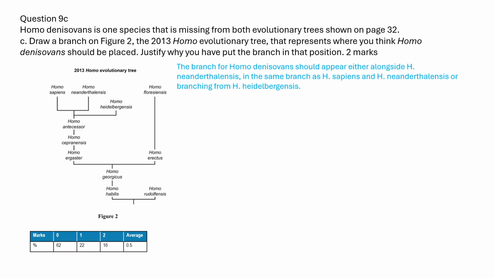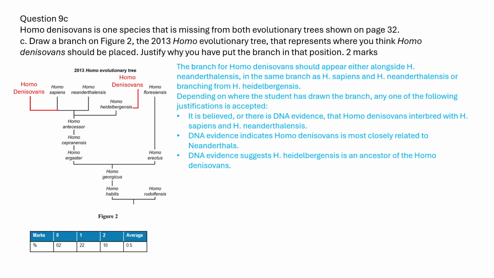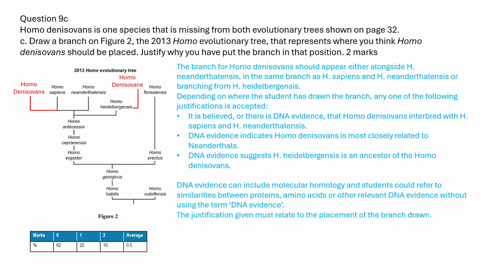Homo denisovans are often absent from older evolutionary tree diagrams. Based on DNA evidence, denisovans are closely related to Homo neanderthalensis. Potential placements for denisovans on trees include alongside Neanderthals or branching from Homo heidelbergensis. Genetic studies indicate interbreeding occurred between denisovans, H. sapiens, and Neanderthals. Determining the precise evolutionary position of denisovans can be complex for students. Their relationship and timing relative to other Homo species are key challenges.